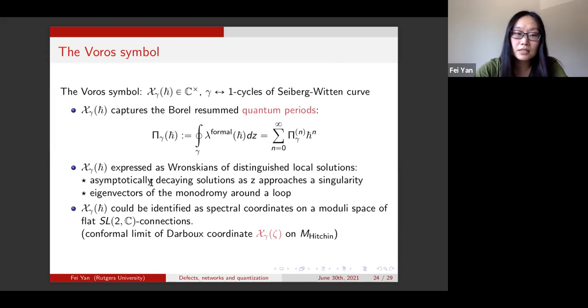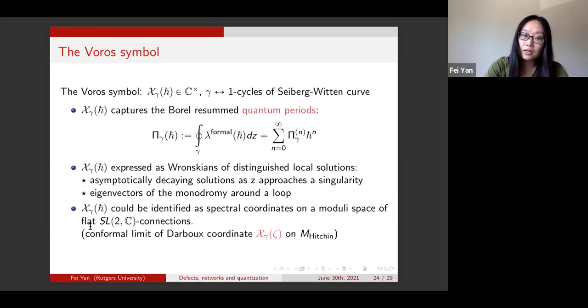So they're either asymptotically decaying solutions as Z goes into a singularity, or they're eigenvectors of the monodromy around the loop. And from the HML jet space point of view, this chi gamma H bar could be identified as spectral coordinates on a moduli space of light SL2C connections.